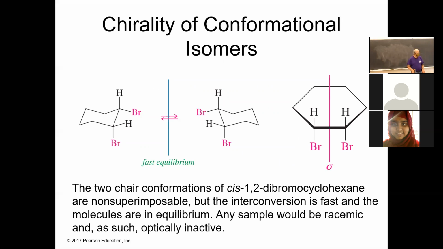If two forms are in rapid equilibrium, we'll look at the most symmetric form. Okay, so if these 1,2-dibromocyclohexane isomers were frozen in place, they would actually be non-superimposable. But what happens is they actually equilibrate back and forth, and so on average, this is optically inactive. We have a plane of symmetry, which divides the molecule.